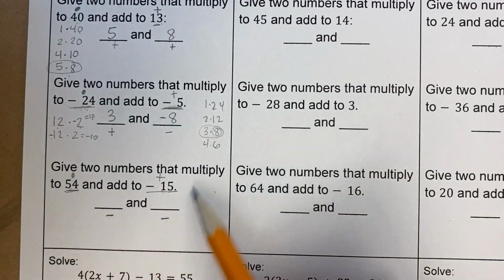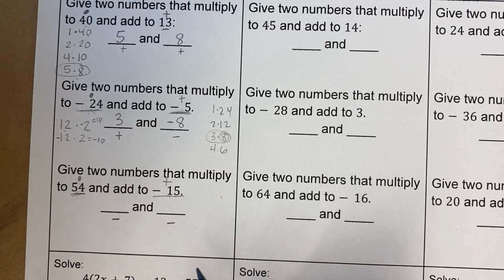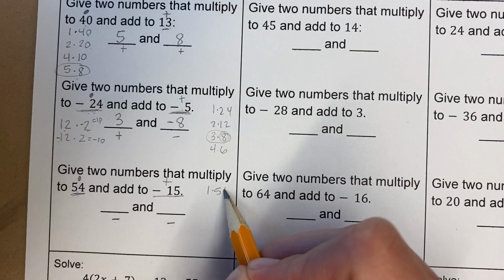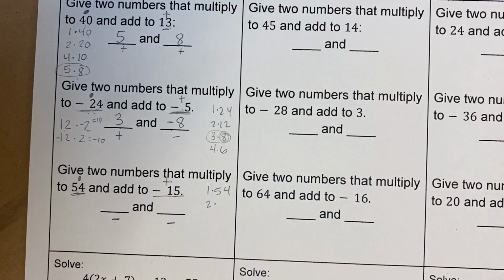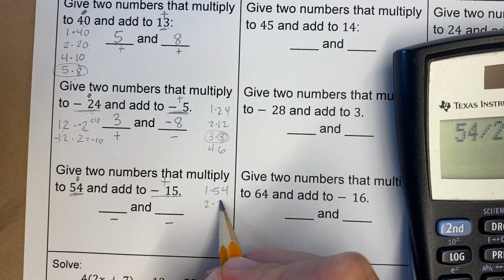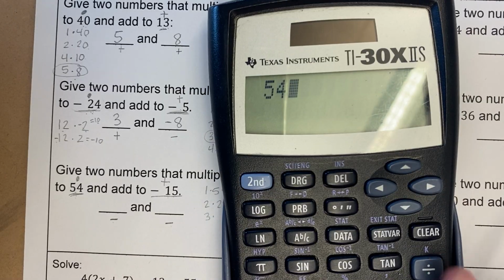So now this actually ends up being more like my first one, where I'm looking for two numbers that multiply to 54 and add to 15. Again, if you need to, you can just start at 1 times 54. You can ask yourself, does 2 multiply to 54? You could do it like this, 54 divided by 2, and say, oh yeah, 2 times 27 is 54. Does 3 multiply to 54? You could do it like this.